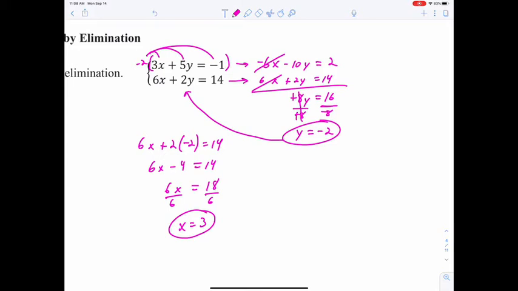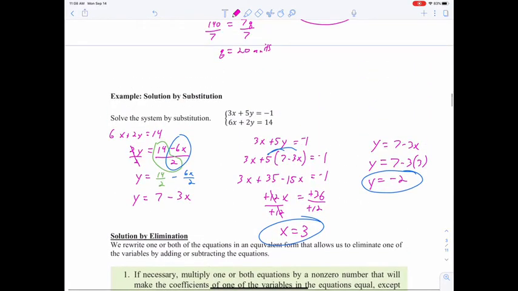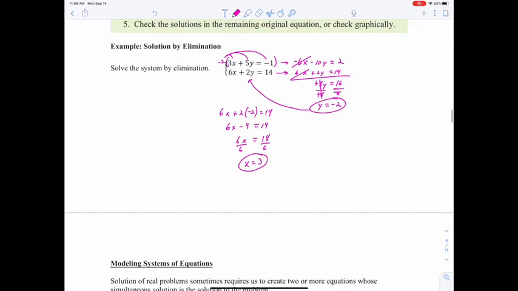In your homework, you're allowed to use whichever method you want, either elimination or substitution, unless the problem specifically says use elimination or use substitution.